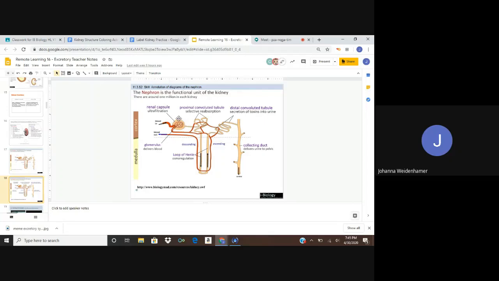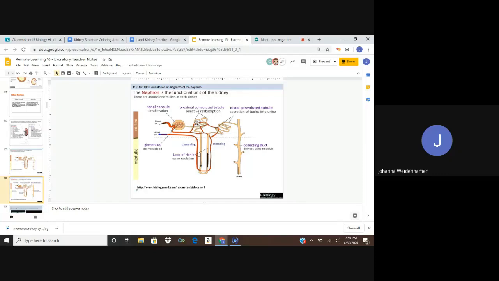And here is where we're going to first have the delivering of blood, and it's going to come to a dead end here where a lot of filtration is going to occur. So you can see here how it says ultrafiltration. A lot of the filtration is going to happen right in here where the blood vessels come in and are bringing blood to this section.